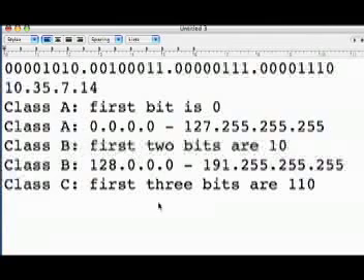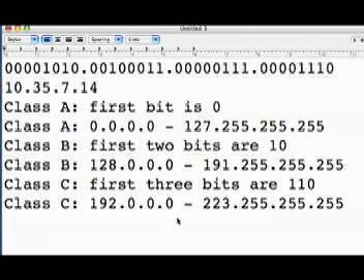Likewise, a class C IP address is where the first three bits are 110. So a class C is all IP addresses from 192.0.0.0 up to 223.255.255.255. Now, there actually are Class D and Class E IP addresses. We're not going to talk about those today. Those are the IP addresses starting with 224.